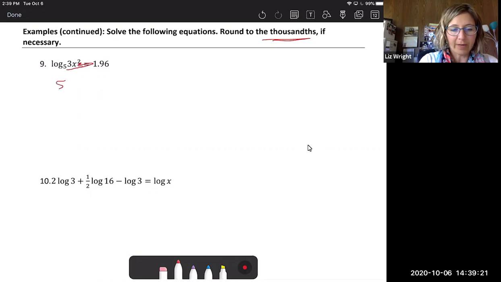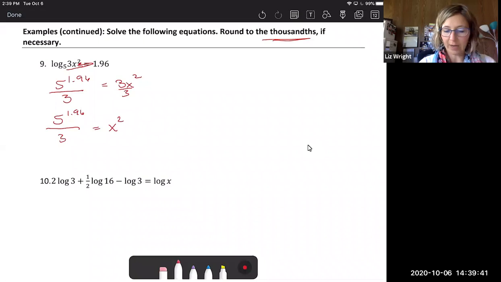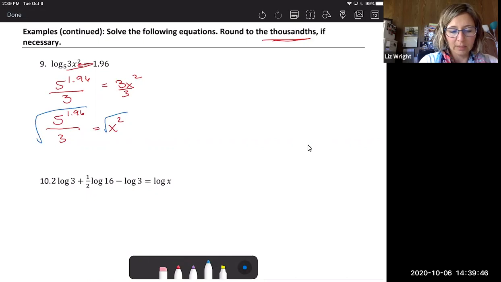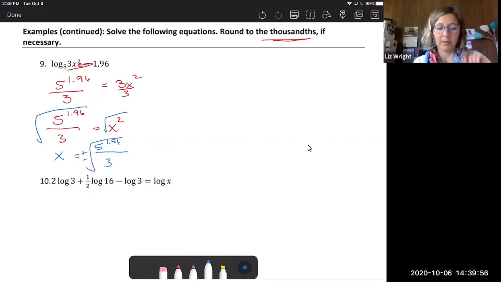So this time we're going to have 5 to the 1.96 equals 3x squared. We're going to divide both sides by 3. That looks kind of messy. So 5 to the 1.96 divided by 3 equals x squared. How are we going to solve for our x? We should use our square root property and take the square root of both sides. And so x in our exact form would be plus or minus the square root of 5 to the 1.96 all over 3.